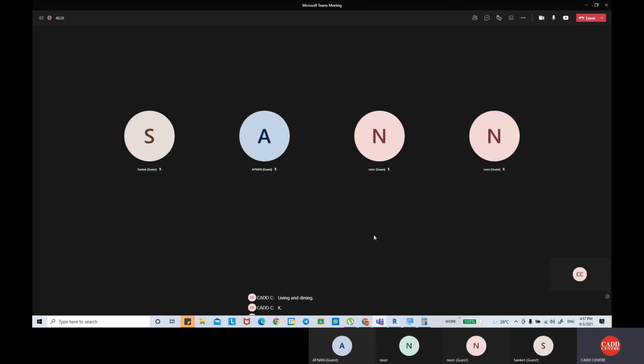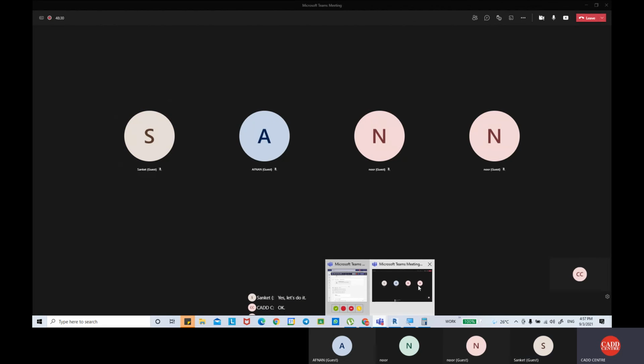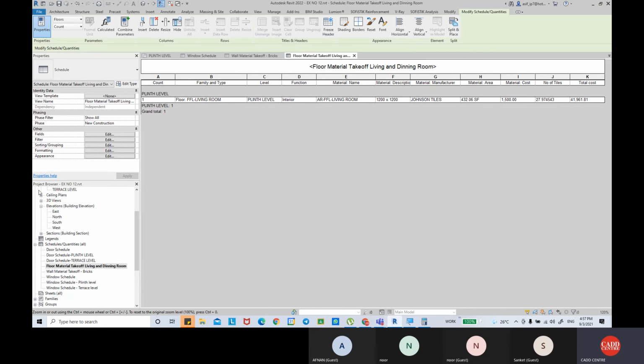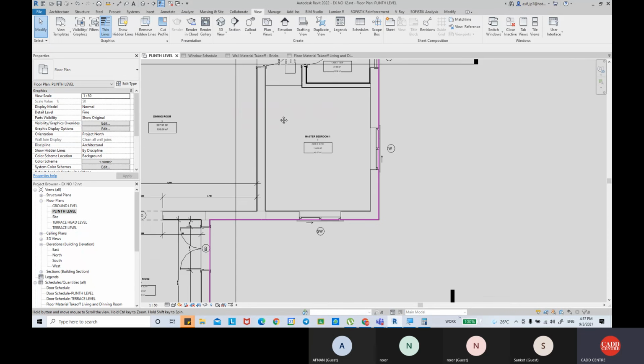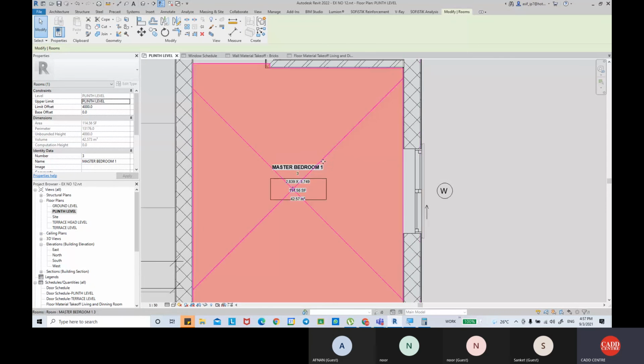So is this clear to all? Yes, sir. Clear. Okay. So tomorrow we continue with new topic, that is area command, basically. So we did room command, correct? We did naming of rooms basically.